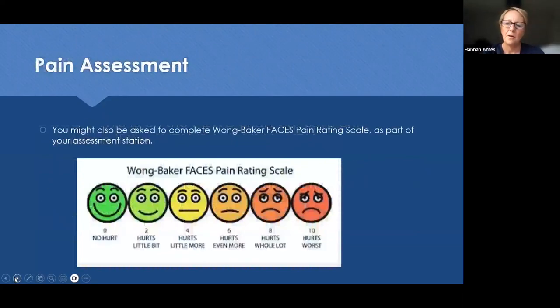And like I said, you may very often be asked to do a pain assessment, and you might be asked to do the Wong-Baker pain rating scale. So familiarise yourself with that pain rating scale, and be sure you can explain that and get that information across to the child so they understand what that means and what face represents their level of pain. It comes very often hand in hand with your assessment station. You might specifically be asked to do that in your briefing station.